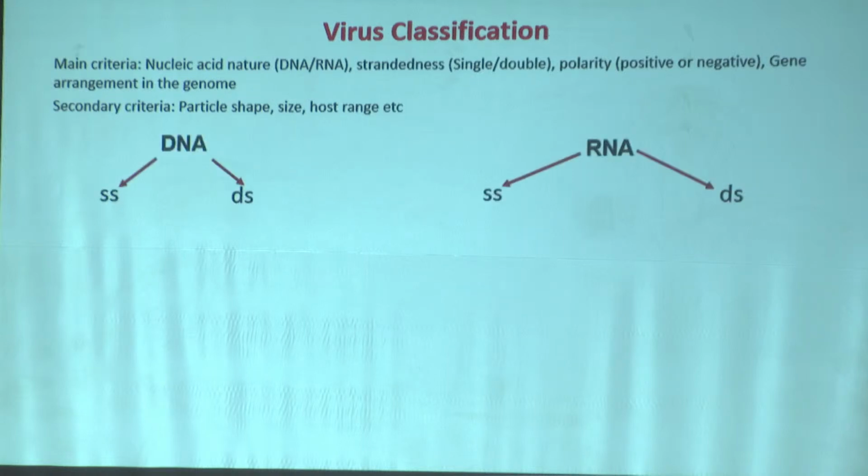Now, based on this genomic information, we broadly group DNA viruses and RNA viruses. DNA viruses again have single-stranded and double-stranded DNA, and RNA viruses likewise. When we are talking about single-stranded RNA, if the RNA is acting as mRNA, a protein can be produced directly from it. If the RNA is in the opposite polarity, the protein cannot be produced directly. At first, it has to be converted into mRNA, which can then synthesize the protein. So based on this, single-stranded RNA viruses are divided into positive-sense and negative-sense RNA.